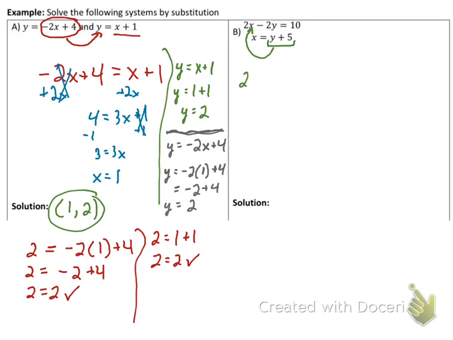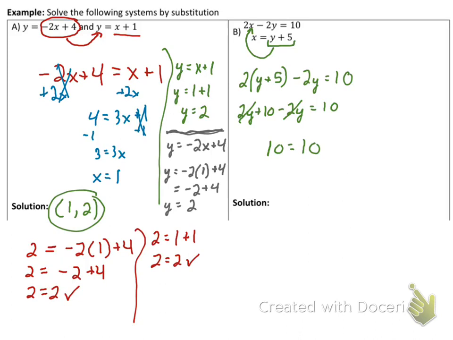So the first equation is 2x, but instead of x, I'm going to substitute in y plus 5. And then I've got the rest of the equation, which I just want to copy down verbatim. So then I have this equation, which now is just dealing with y's. It's just one variable. I can do that. So we distribute, we get 2y plus 10 minus 2y equals 10. And then if I combine like terms, you're going to get 2y minus 2y. That's going to go away, and that's going to leave you 10 equals 10.